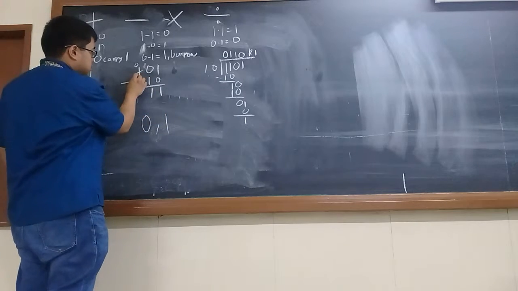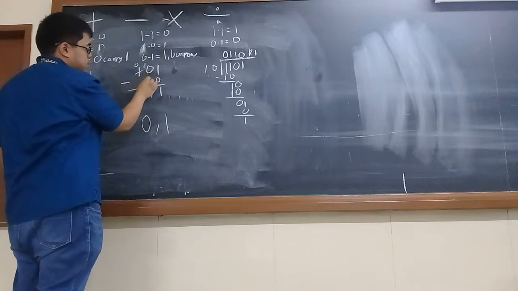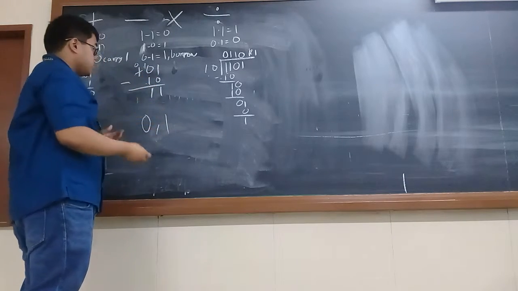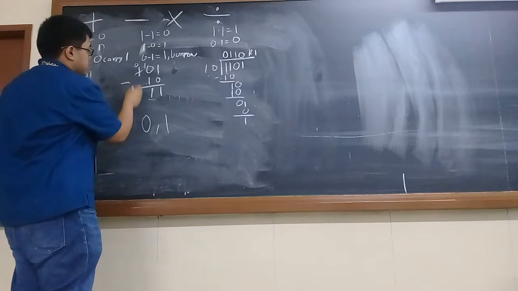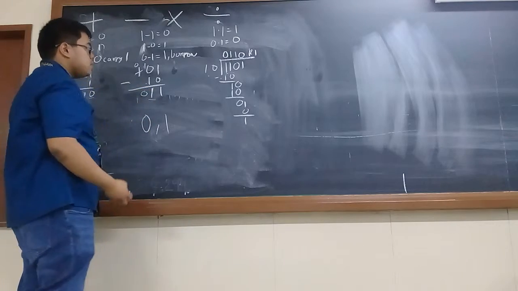So you have to borrow from the adjacent number 1 right here, and then it becomes 10 minus 1. In binary, 10 technically means 2, so 2 minus 1 will still become 1. And then the 1 has become 0, and all that's left is 0, 1, 1.